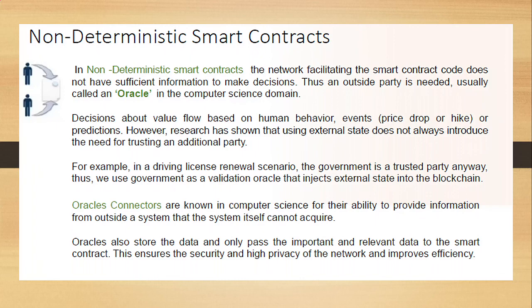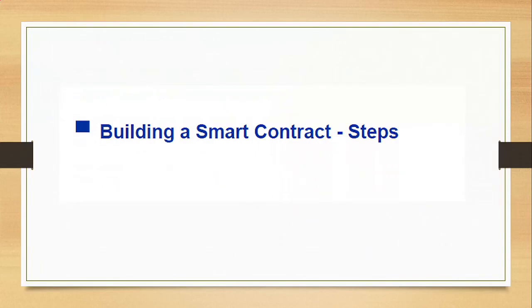So you realize that mostly the smart contract that is normally implemented is non-deterministic, because we need to add additional information from other third parties. So I think it's the right opportunity for us to understand the various steps of building a smart contract, now that we know what a smart contract is, right?